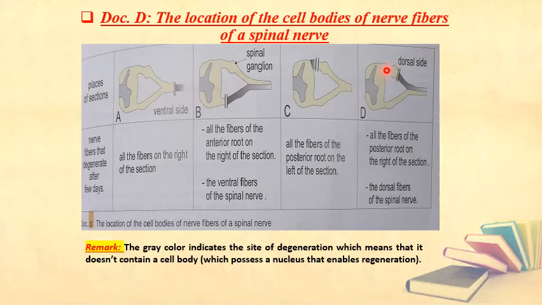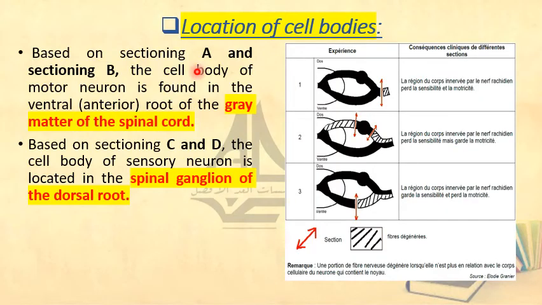Its cell body is found in the spinal ganglion of the dorsal root. And by this we were able to know the pathway of the nervous message during the reflex action along the neurons that are found in the roots of the spinal cord as well as in the spinal cord. So based on sectioning A and B, we can say experiment 3: the cell body of the motor neuron is found in the ventral root or motor root or anterior root of the gray matter of the spinal cord.